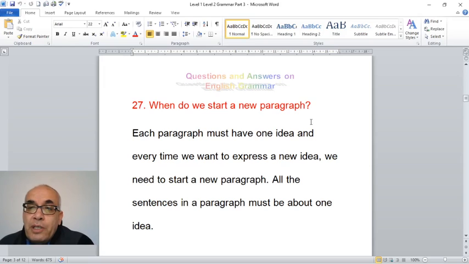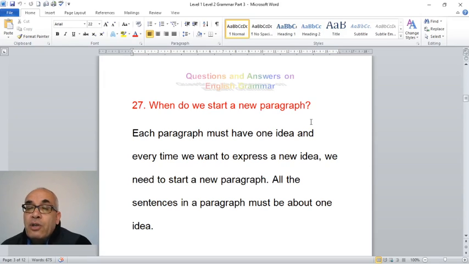27. When do we start a new paragraph? Each paragraph must have one idea, and every time we want to express a new idea, we need to start a new paragraph. All the sentences in a paragraph must be about one idea.